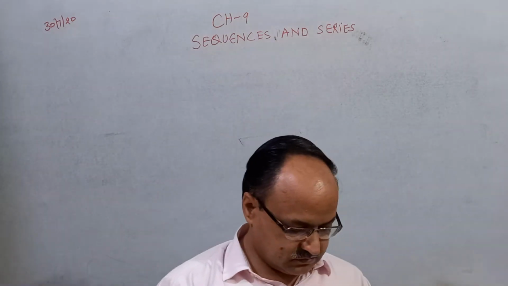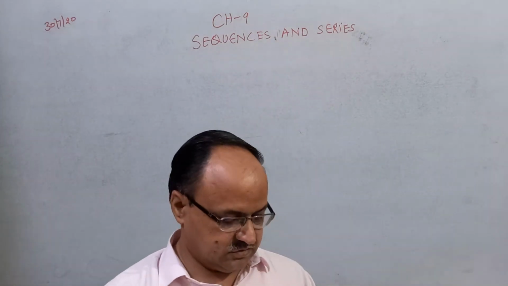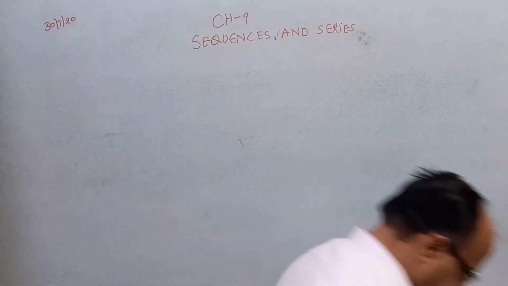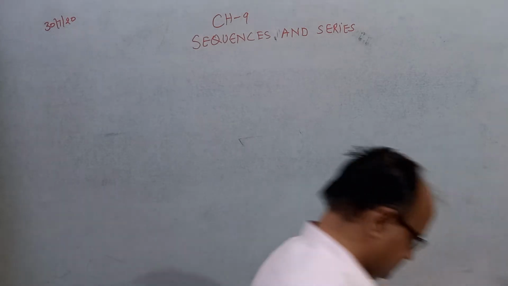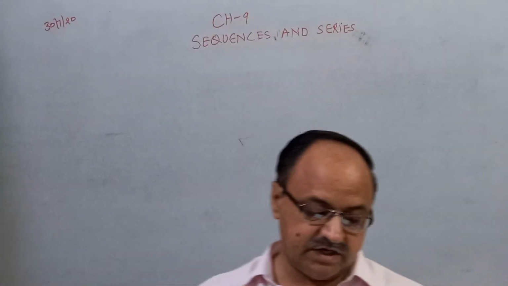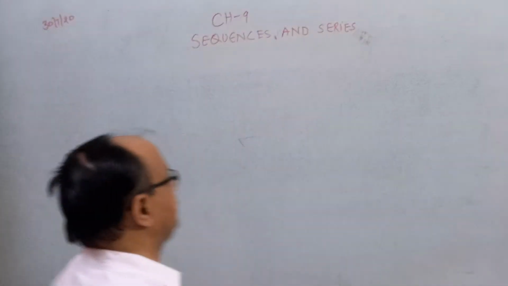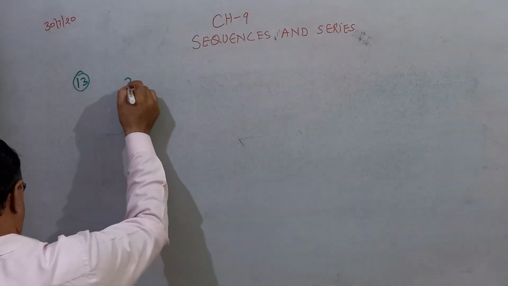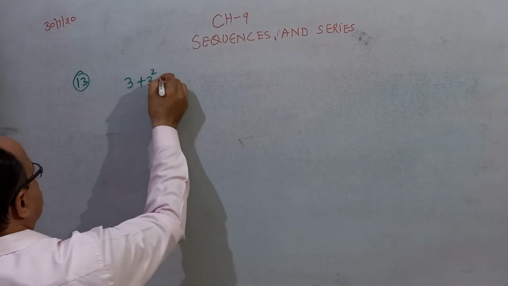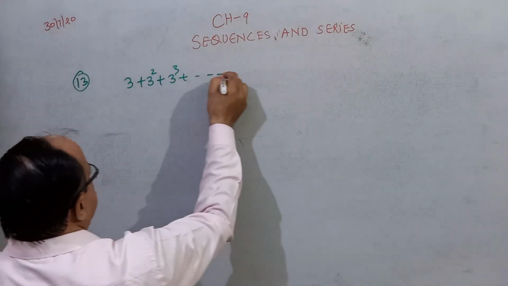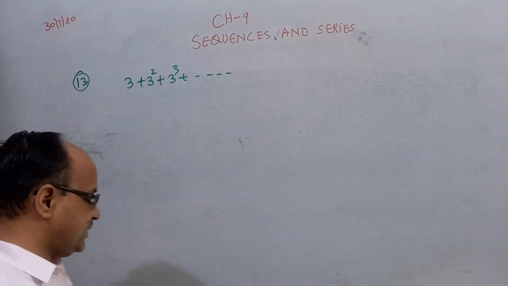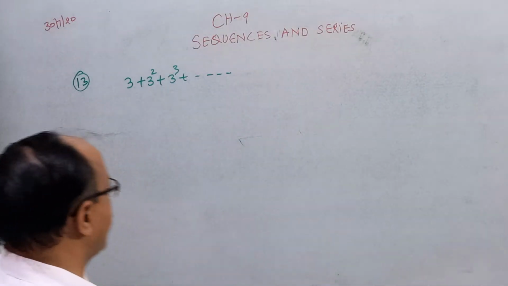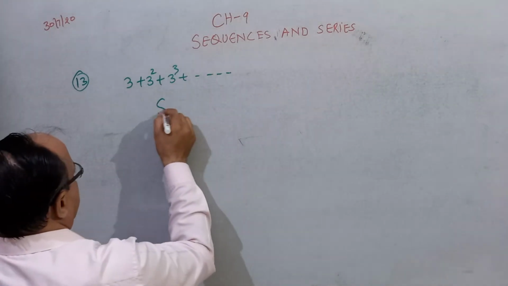Next, question number 13. How many terms of the GP 3 plus 3 square plus 3 cube and so on are needed to give the sum 120? Let there be n terms.